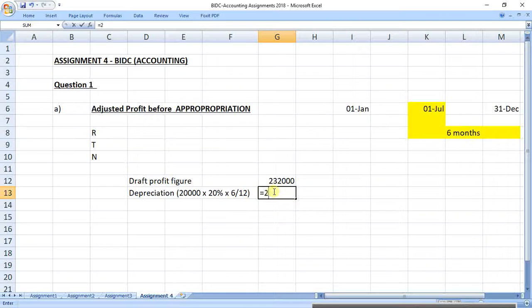Okay, let's see what we get. 20,000 times 0.2 times 6 over 12 is 2,000. Okay, that's the depreciation. Obviously, depreciation is a negative, so make that a negative. Put that in brackets. Okay. That was what we read there.